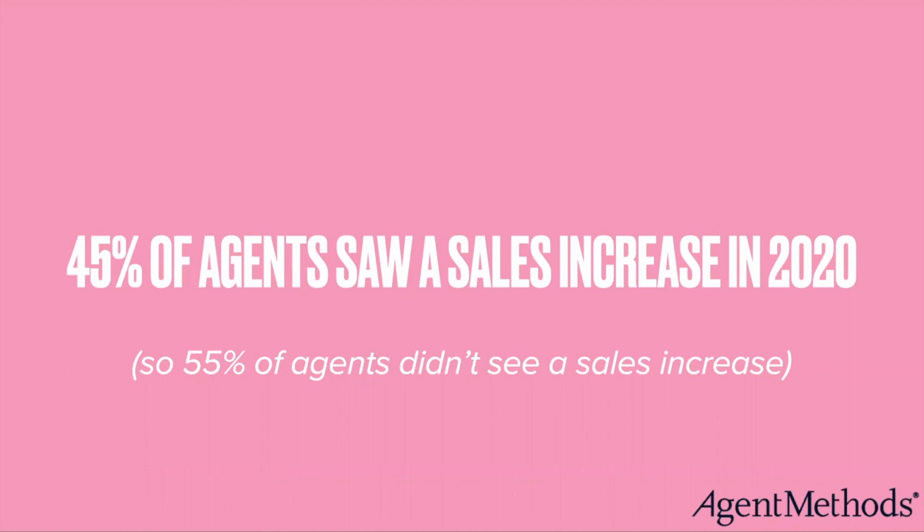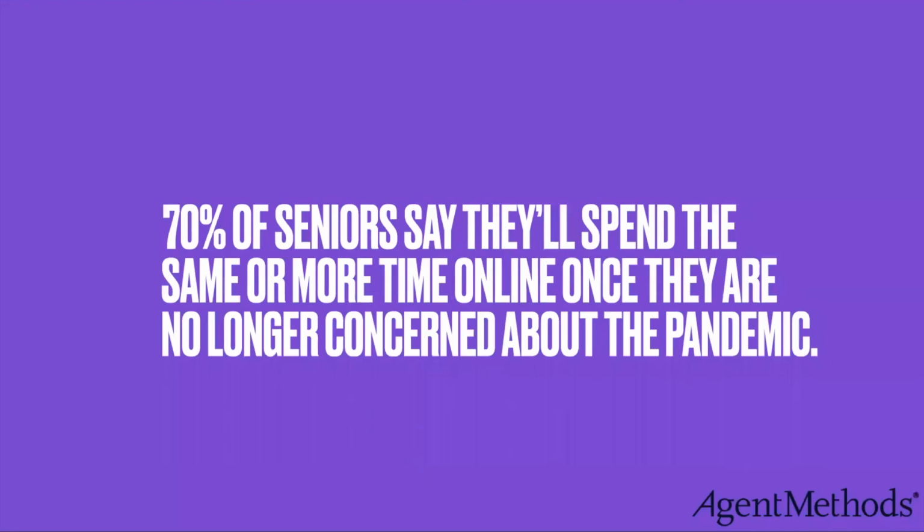So, change last year. You might be thinking, and I've heard this, that, well, we're kind of getting back to normal. And we are in normal. We're not getting back to normal. This study comes from something called Think with Google. Google has a research and think tank. And this is from this summer. This is recent. They looked at people's use of technology and the internet, and they saw that 70% of seniors say they'll spend the same or more time online once they're no longer concerned about the pandemic.